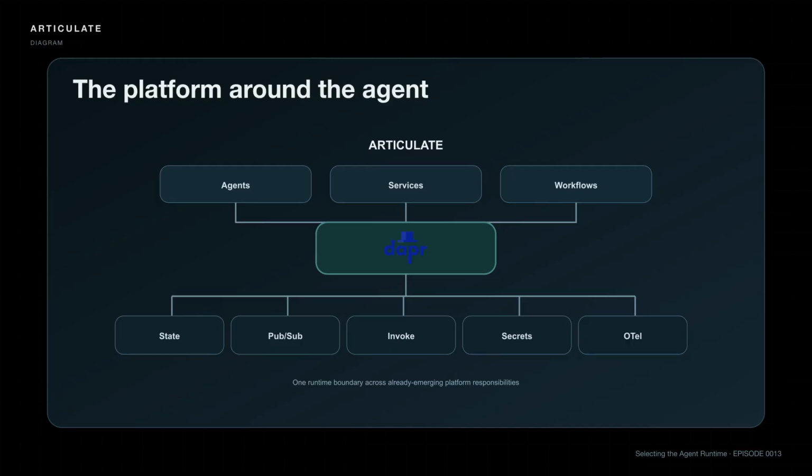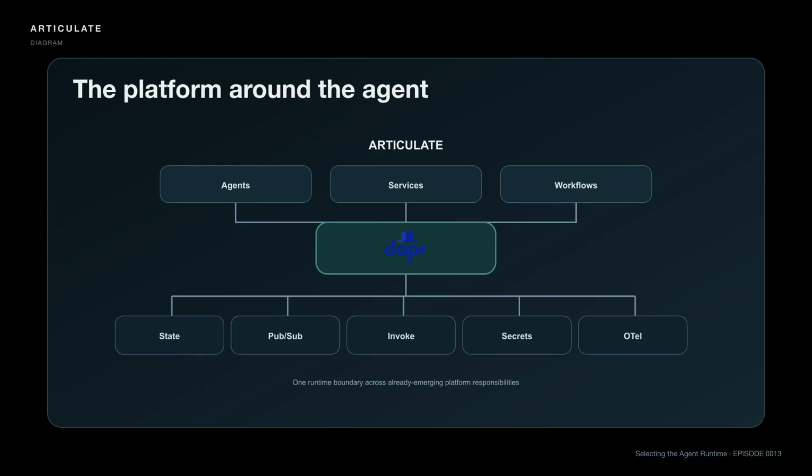around the agents. Articulate needs agents and durable workflows. But it's also going to need messaging, state, service invocation, secrets, observability, and ordinary application services. And integration between all those things. Those aren't hypothetical requirements anymore. They're already appearing in the architecture. Dapr gives me a common distributed application runtime across these concerns.